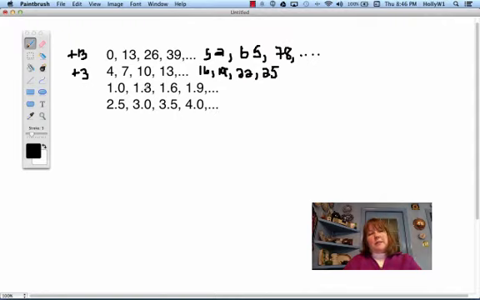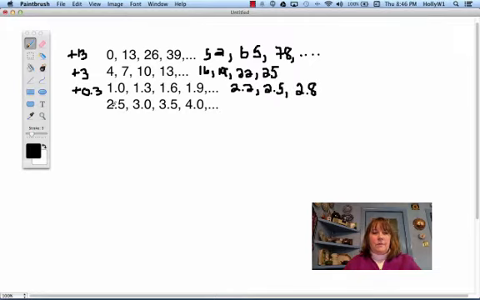1, 1 and 3 tenths, 1 and 6 tenths, 1 and 9 tenths. In order to get from there, we add 3 tenths to each of the terms to get to the next term. So the next 3 in that sequence would be 2 and 2 tenths. And after that would be 2 and 5 tenths, and 2 and 8 tenths.